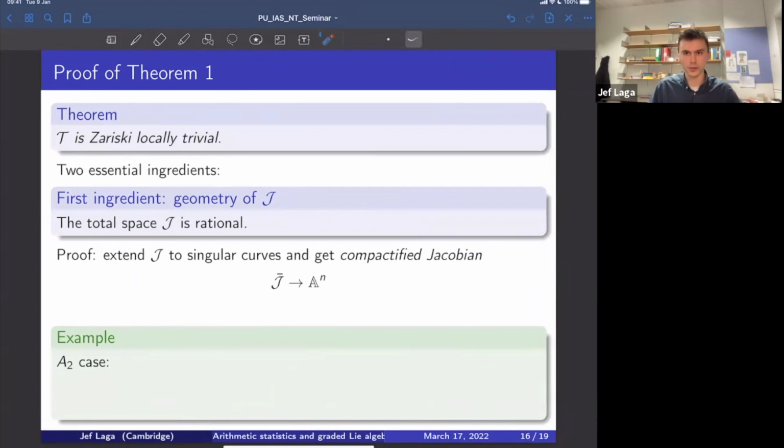And so one way of expressing that the space is simple is that the total space is rational. So it's a rational variety. And how do you prove this? I'll give an example after I say how to prove this in general.